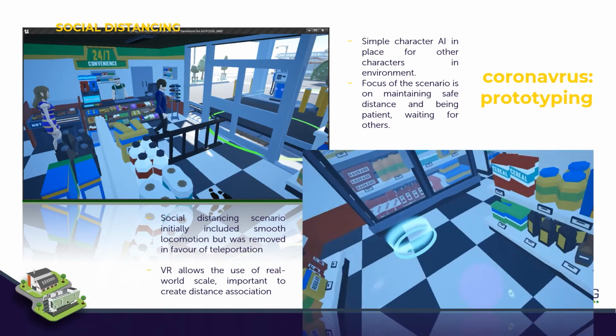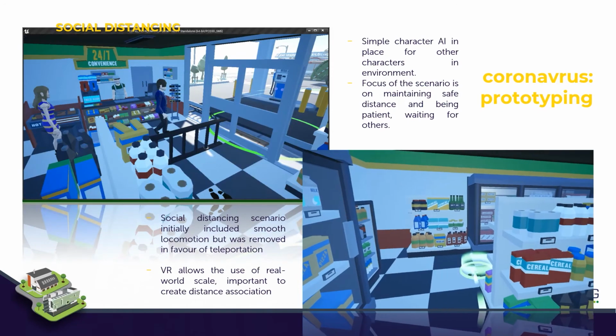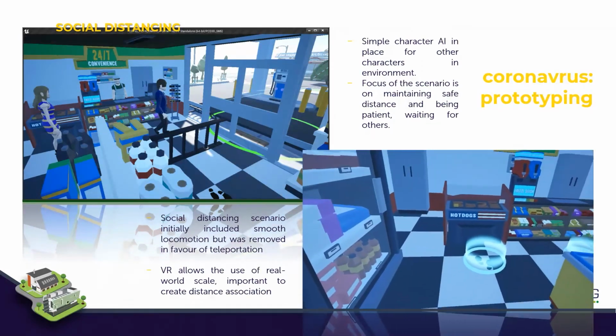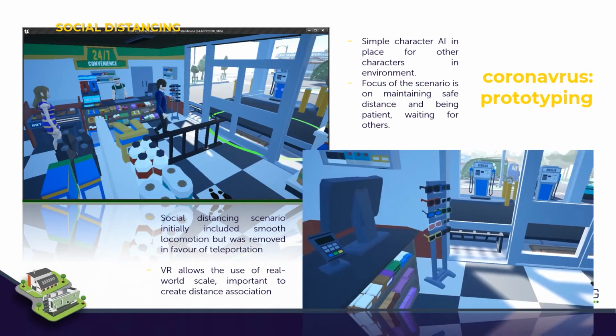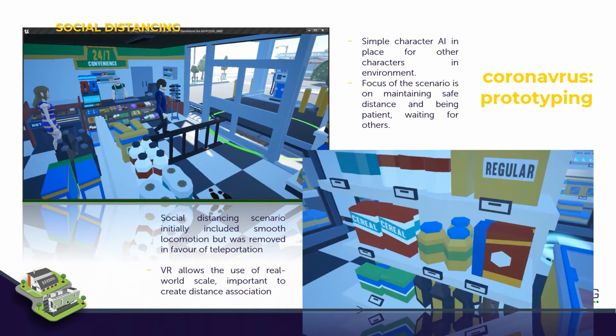And here we have just a quick look at the end result of the social distancing scenario, where the user just navigates their way through the environment, and the goal is to just get through the shop and get out of there while maintaining the correct distance.